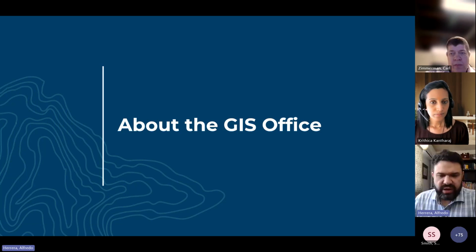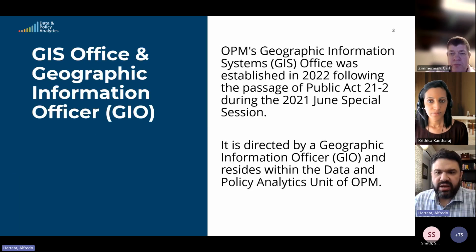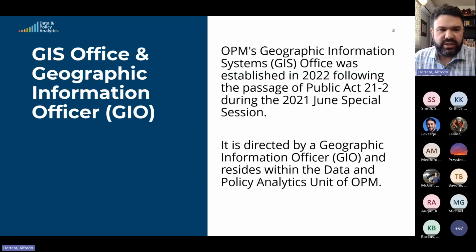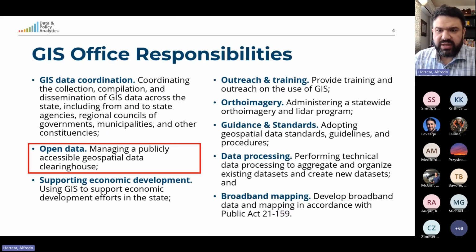As many of you are aware, the Connecticut GIS office was established in legislation back in 2021, and the GIS office itself started back in January of 2022 when I started. We have since grown to have a staff of 4, but soon to be back up to 5. And with that, we were also given a set of responsibilities.